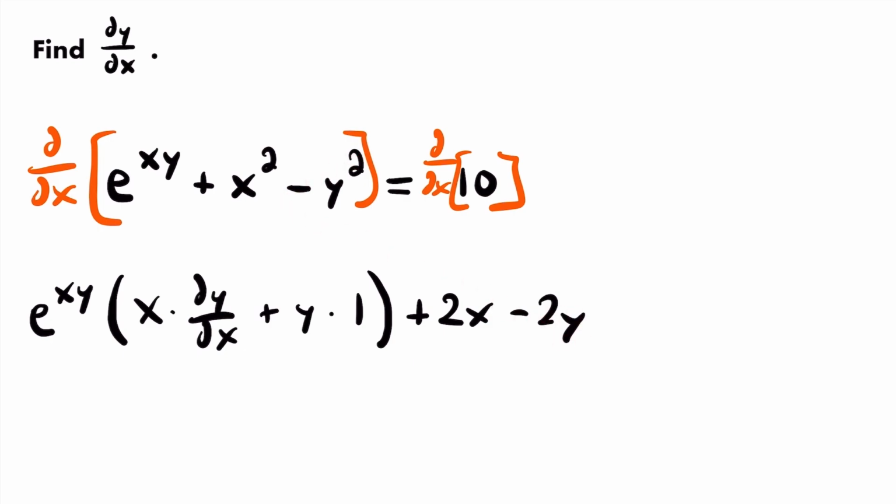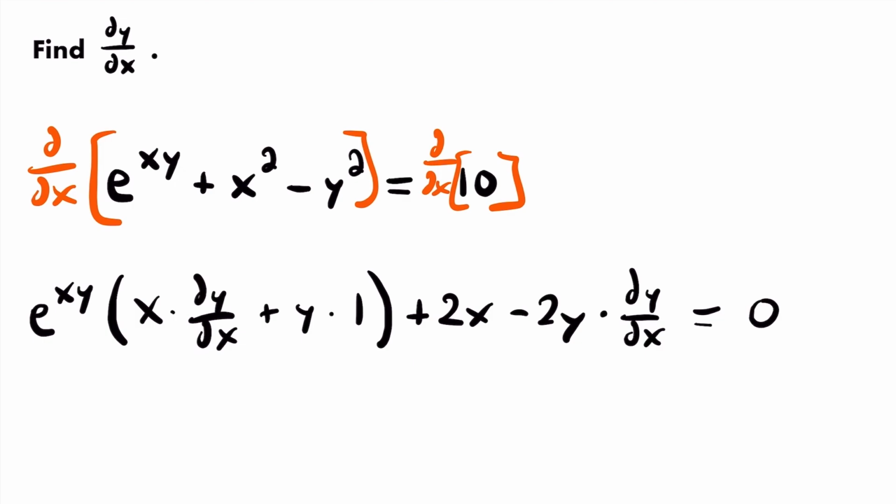But then because you're taking the derivative of y with respect to x, you also need to multiply by dy dx, okay? You can't forget that part of this process. And then that's pretty much it for that term. This will all be equal to the derivative of 10 with respect to x, and 10 is just a constant, and the derivative of all constants is 0.